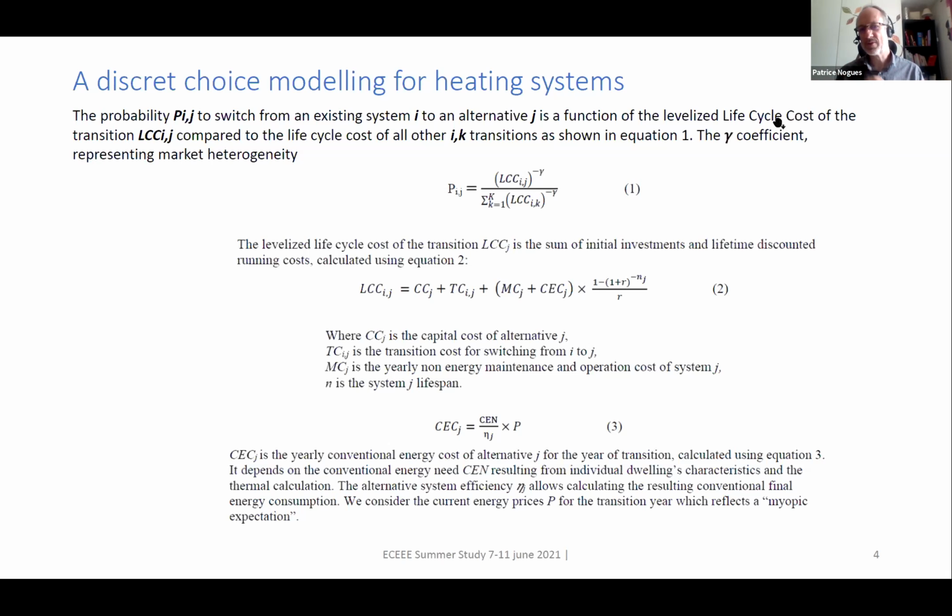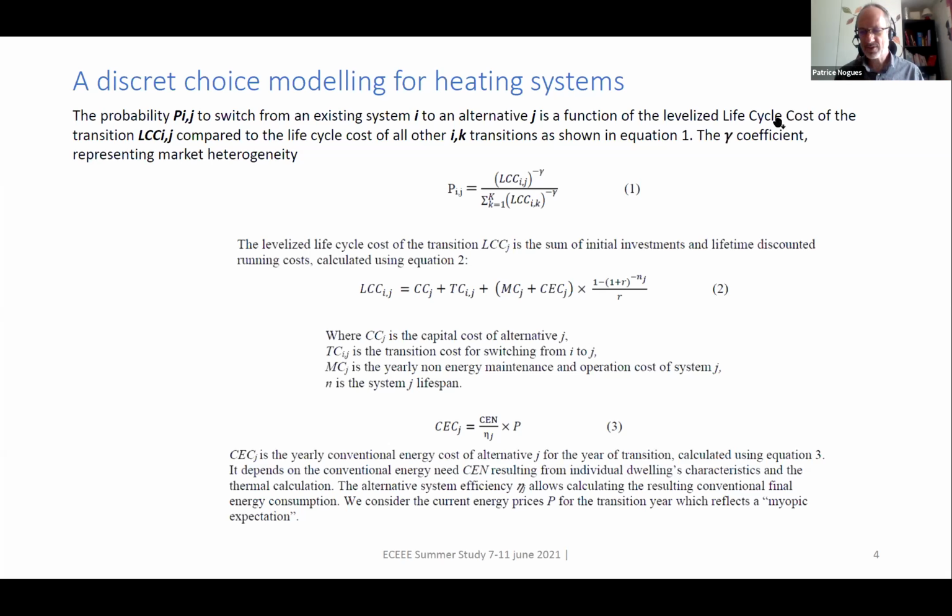So it's a ratio between the life cycle cost of one technology and all the other technologies, which provides the probability. And with this little gamma coefficient, which represents the market heterogeneity, which means that people don't always take the cheapest technology. So it's a bit more realistic than just a yes or no and take the cheapest one.